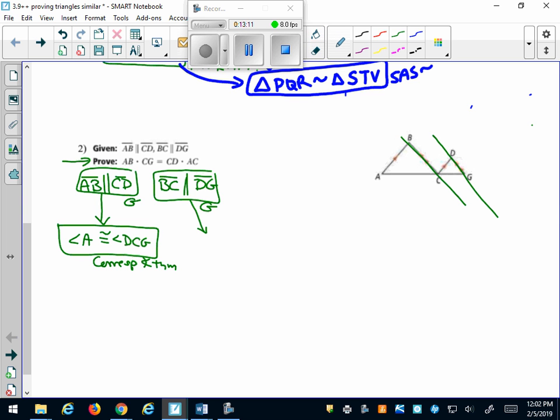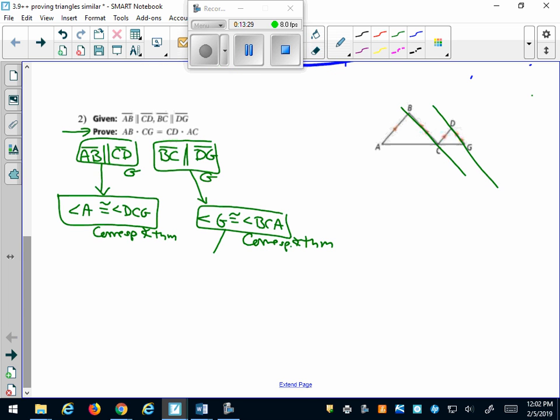Because BC is parallel to DG, which two angles would be congruent? Which two angles? Angle G and angle BCA. Good. Again, corresponding angles theorem. Are we ready to say the triangles are similar? Yes, we are. By AA, we just need two arrows again because two angles is enough. So triangle ABC is similar to triangle CDG by AA similarity.